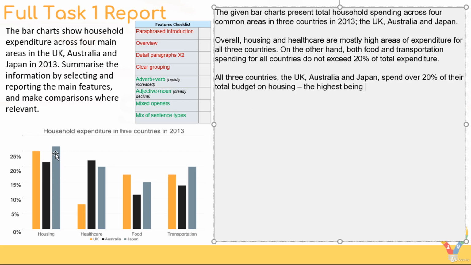And it looks like they're spending around 26%. So let's say around 26%. The highest being Japan with around 26% of total outlay. I don't want to repeat myself too often. Of total outlay going towards accommodation. Again, I don't want to keep repeating myself with housing. Accommodation is perfectly fine. Okay, so that's my first part done for housing.